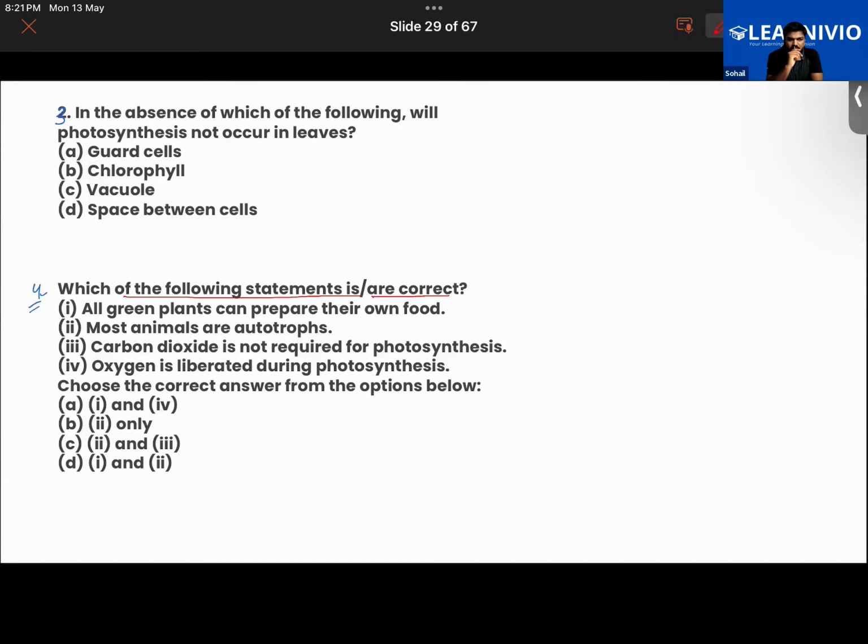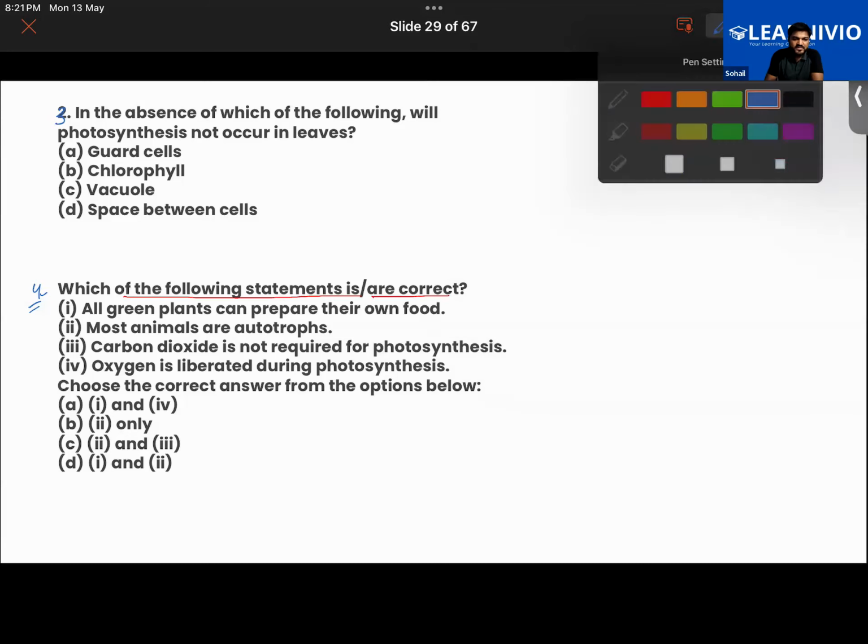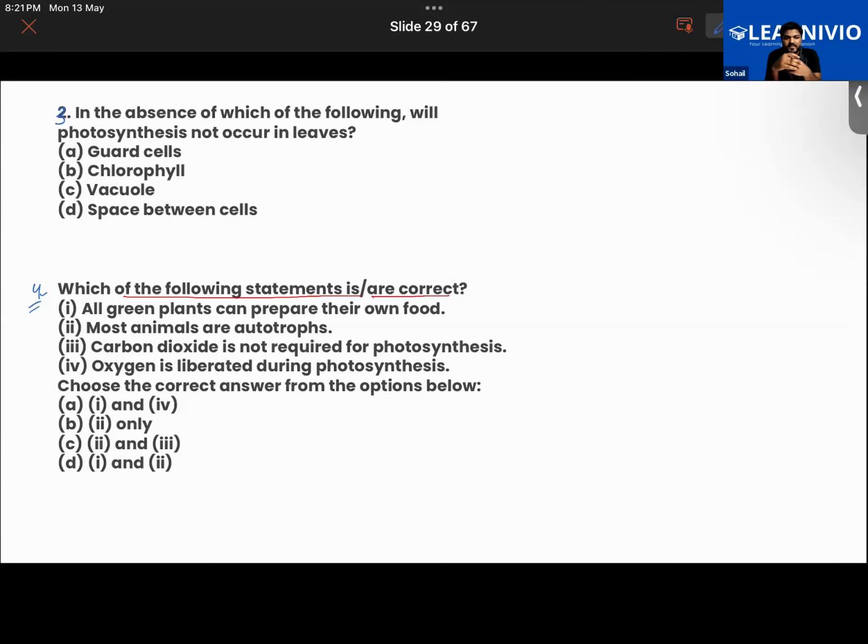Sir, I have a doubt. Hassan, that isn't correct. No, no. Okay, let me explain this one. Yeah, Aman. Sir, I have a doubt that in the fourth question, first part, all green plants can prepare their own food. I think it's not true. See, if you were to compare it with all the options now, first of all, for example, fungi.